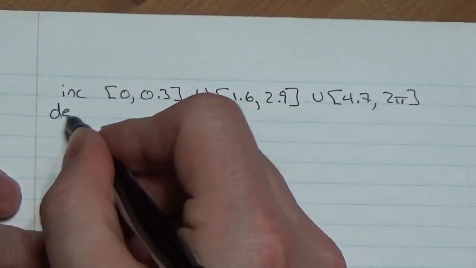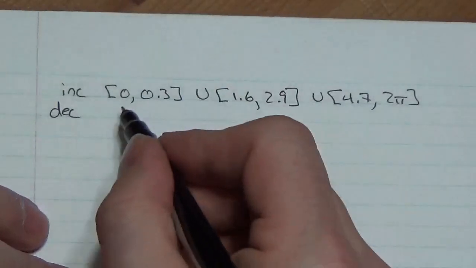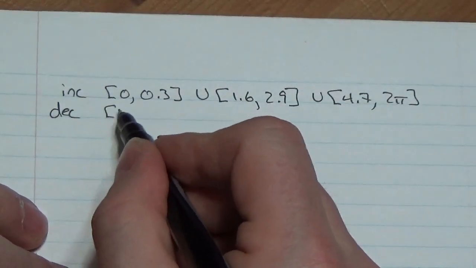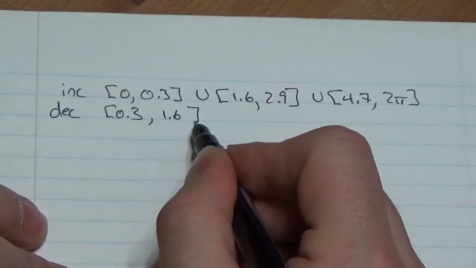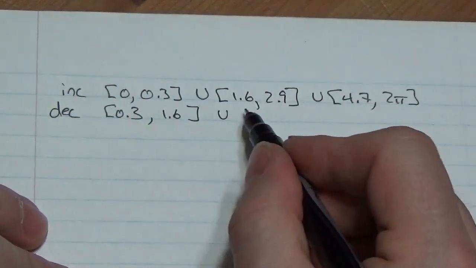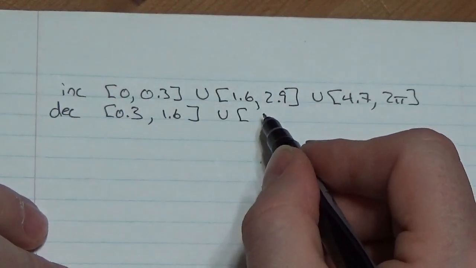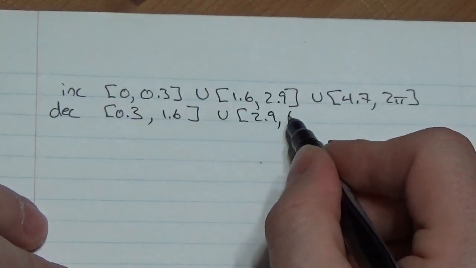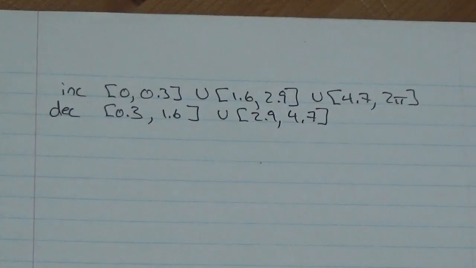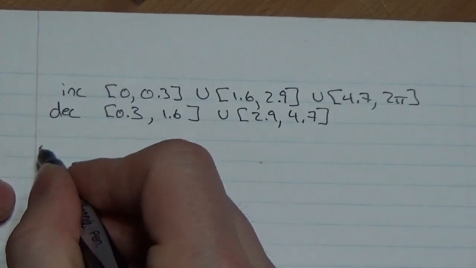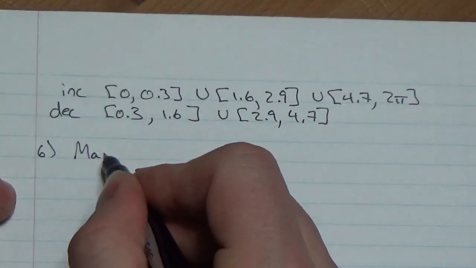So I would argue that this is now decreasing, and I would put closed intervals here between 0.3 and 1.6, together with, what do we got here? What was it? 2.9 up to 4.7. Okay? So those are my intervals of increase and decrease. Now, the next thing that I'm going to look at here is going to be my max and min points.